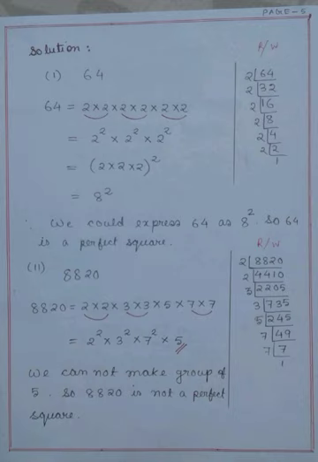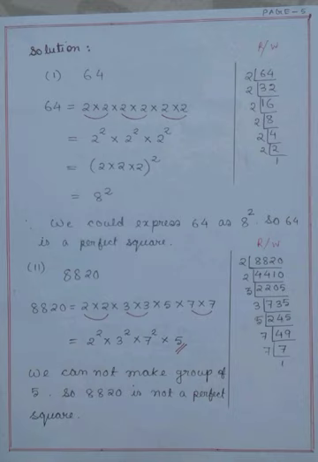For 64, I have to find the prime factors. If I divide 64 by 2, I get 32. Again, if I divide 32 by 2, I get 16. If I divide 16 by 2, I get 8. If 8 is divided by 2, I get 4. If 4 is divided by 2, I get 2. If 2 is divided by 2, I get 1. So 64, I can write it as 2 into 2 into 2 into 2 into 2 into 2.